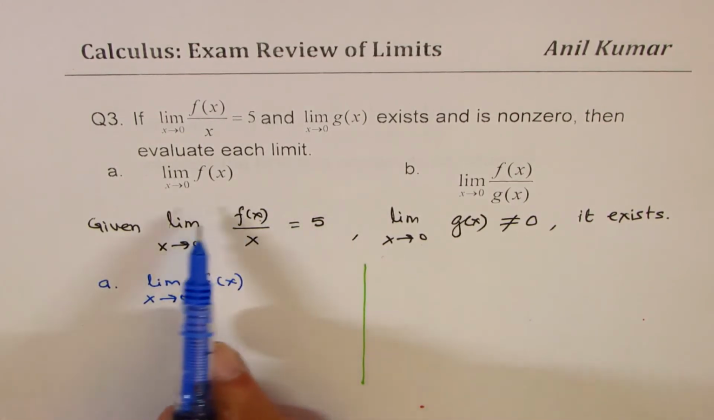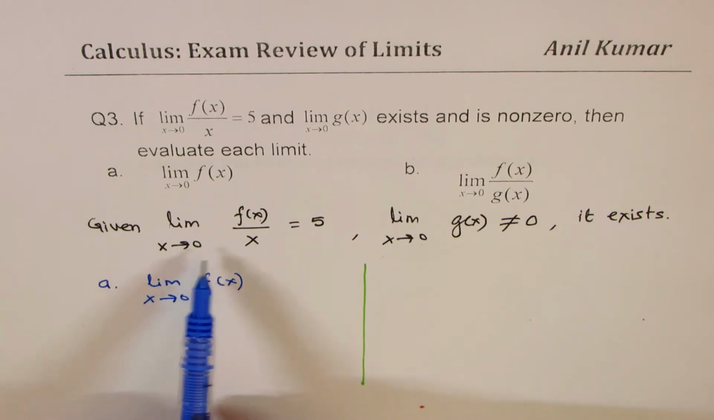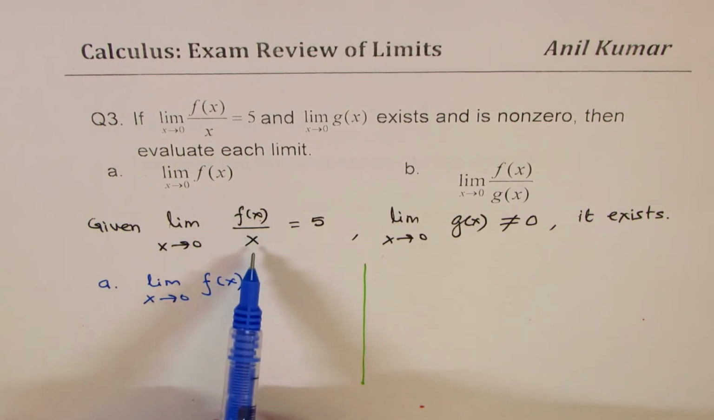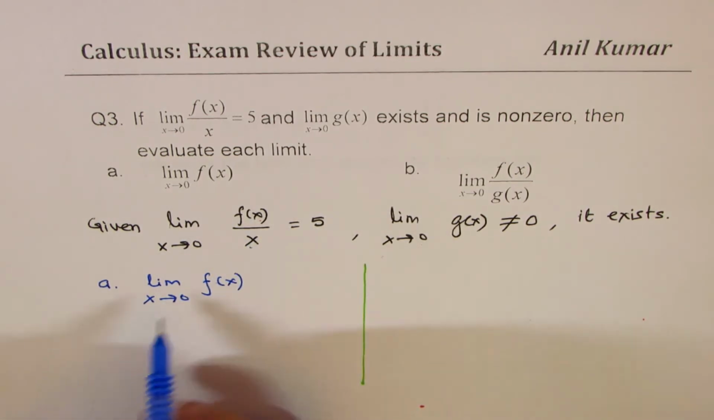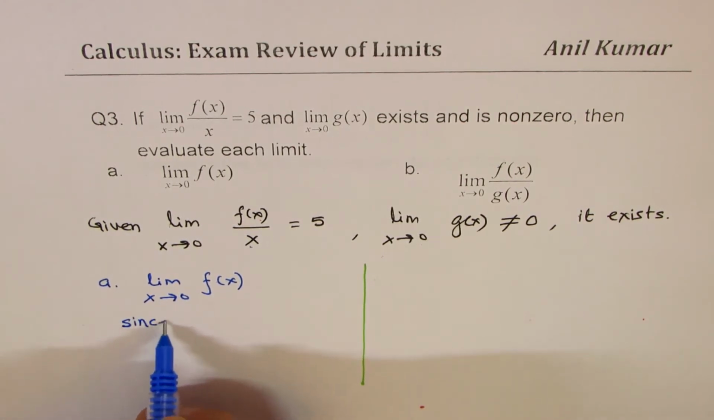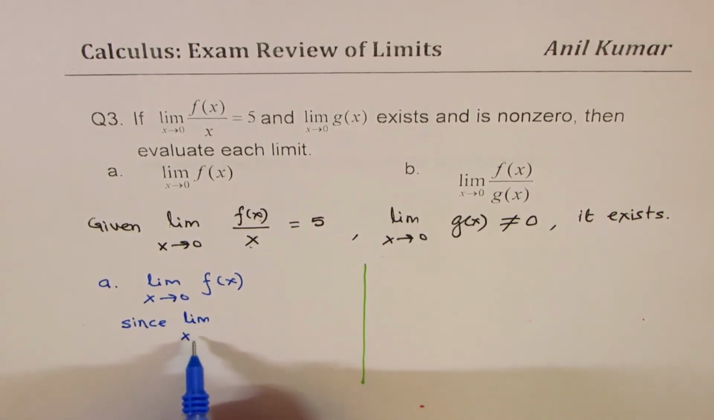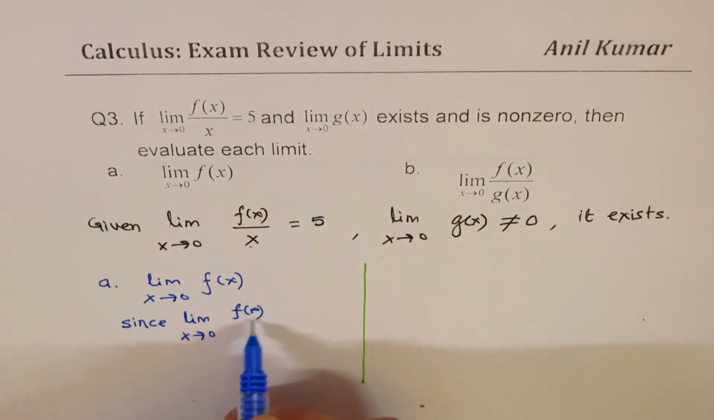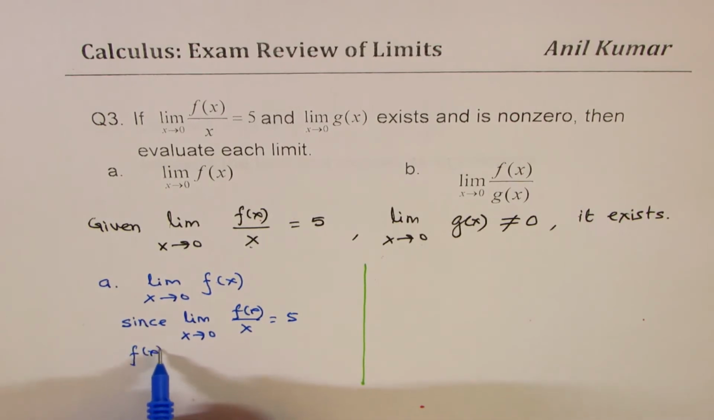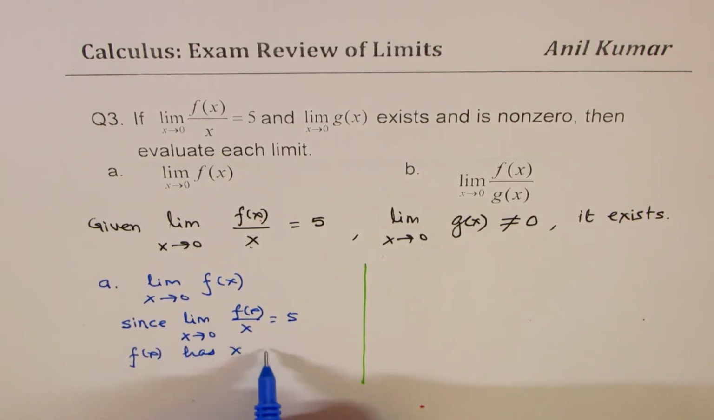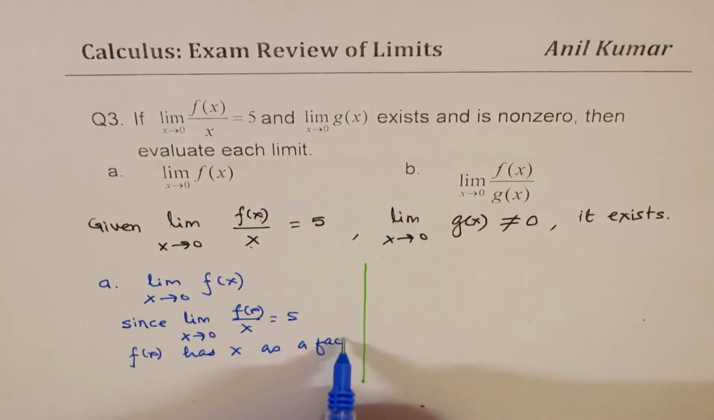Let us try to understand the given limit. f of x over x, the limit exists. If I substitute 0 here, we get 0 in the denominator, it becomes undefined. Limit exists, that means it is indeterminate. Since the limit of this function f of x over x is 5, it means that f of x has x as a factor. Do you understand?